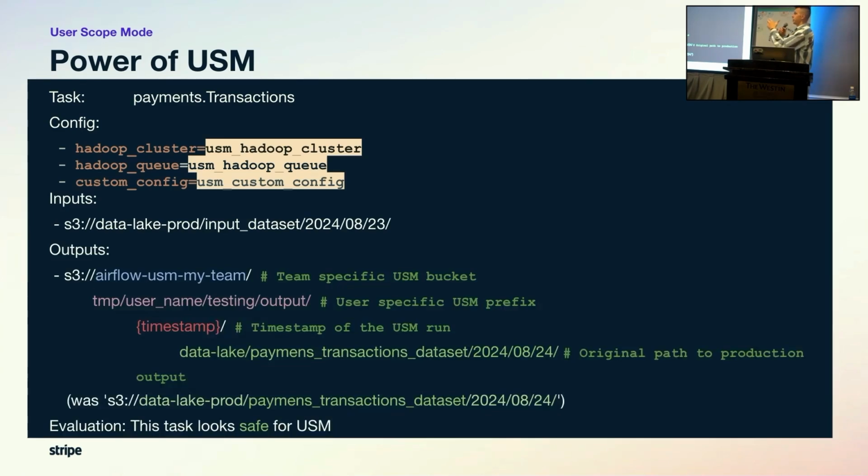In practice, you will see the power of USM in the output of the task. As you can see, this is the standard output our users will see when they run the task, and we replaced the configuration for Hadoop as well as the output parameters. As you can see, the whole USM path consists of the S3 bucket, which is tied to the user and has S3 retention of about 7 days of data, as well as a specific USM prefix for the user, the timestamp of the run, and the original path of the production output. In this way, users are easily able to go to the S3 USM location and verify the data, take a look at their runs, and analyze the outputs.